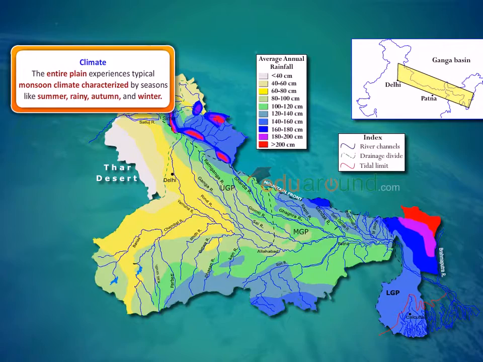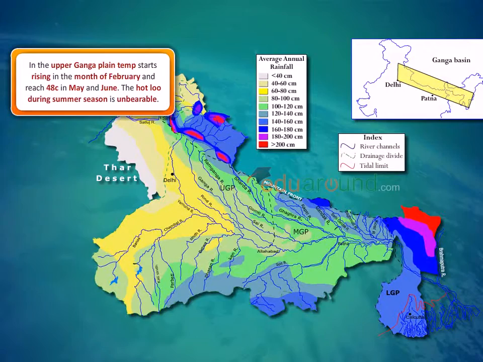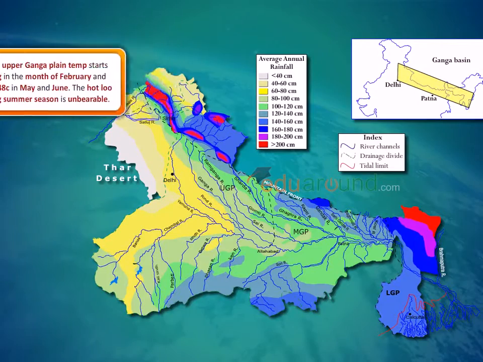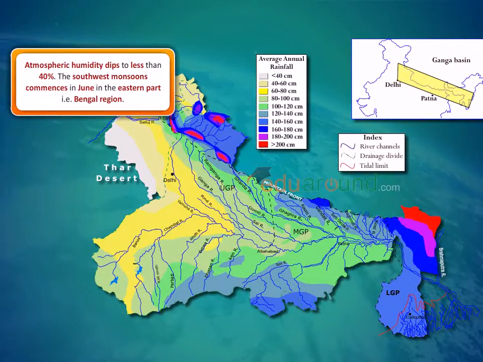Climate. The entire plain experiences a typical monsoon climate characterized by seasons like summer, rainy, autumn, and winter. In the Upper Ganga Plain, temperature starts rising in the month of February and reaches 48 degrees Celsius in May and June. The hot loo during the summer season is unbearable. Atmospheric humidity dips to less than 40%.